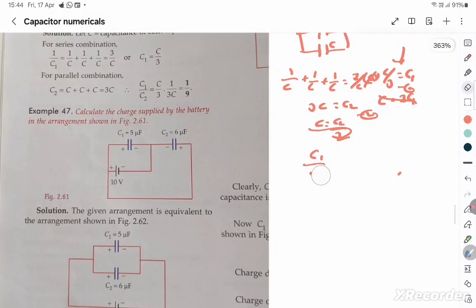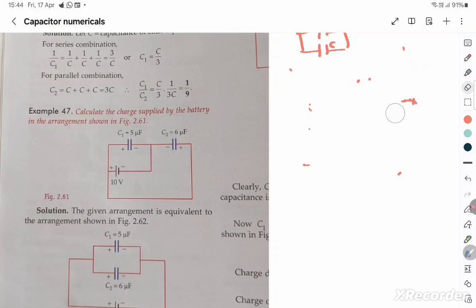So let's go to the next question. The 47th question: Calculate the charge supplied by the battery in the following arrangement.